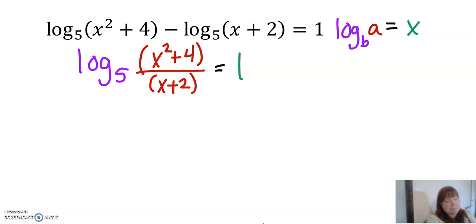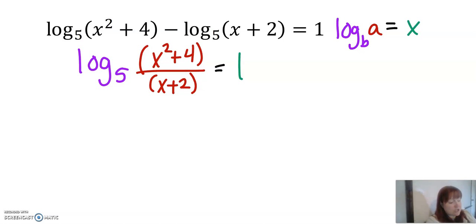And you're going to be tempted to look at this and say, oh, that factors into x plus 2 and x plus 2. It does not. Remember, this is the sum of squares, and sum of squares doesn't factor. It's not the difference of squares, so don't be tricked by that. Okay, so now we've got it into the form log base b of the argument equals the exponent.